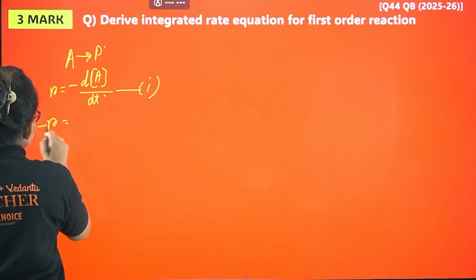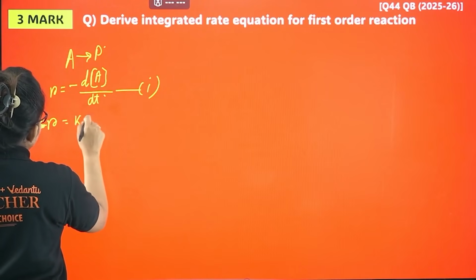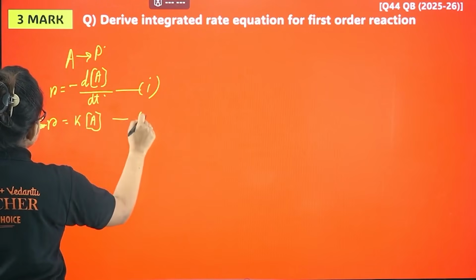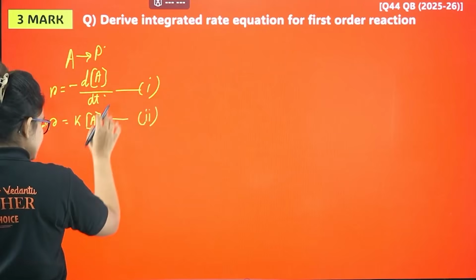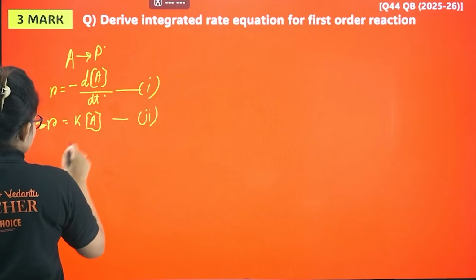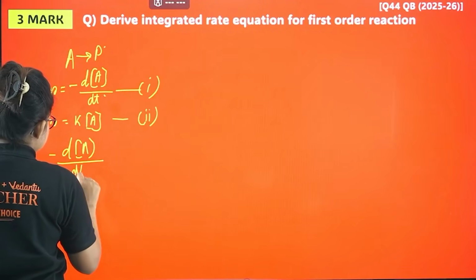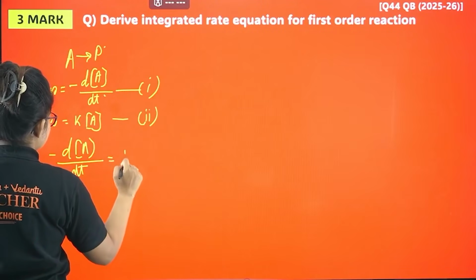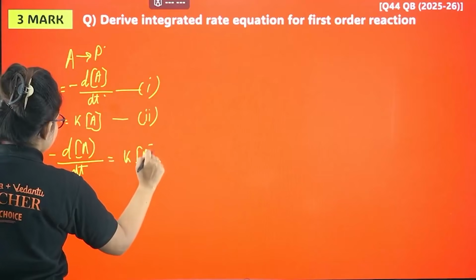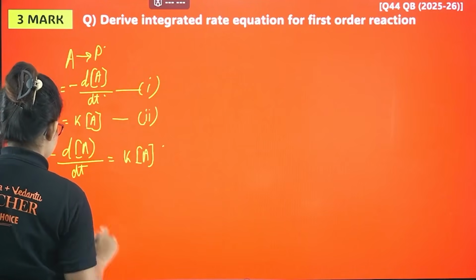Next, r equals, from the rate law, I can write k into a power 1. This is equation number 2. If we equate equation 1 and 2, minus dA by dt will be equals to k of a. If we rearrange and do the integration, you can do it in different steps.